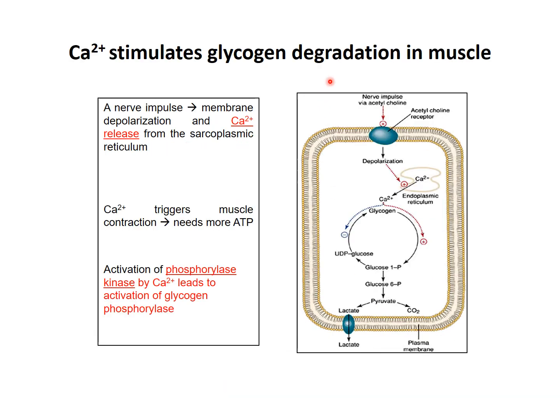Now, calcium, as I mentioned before, upregulates glycogen degradation, and it is through the acetylcholine receptor, the nerve impulse comes. Calcium is released from the endoplasmic reticulum, which will lead to the same events as we mentioned before.